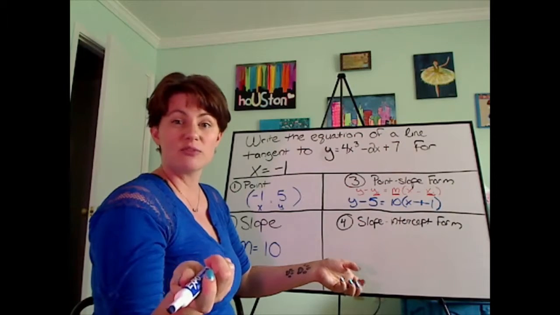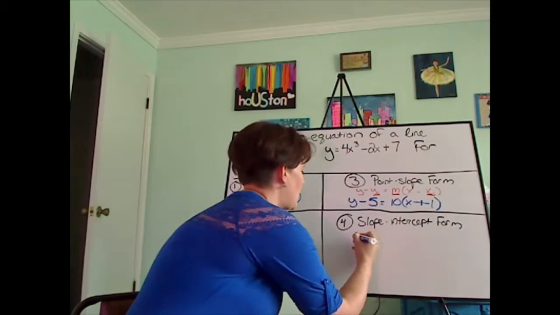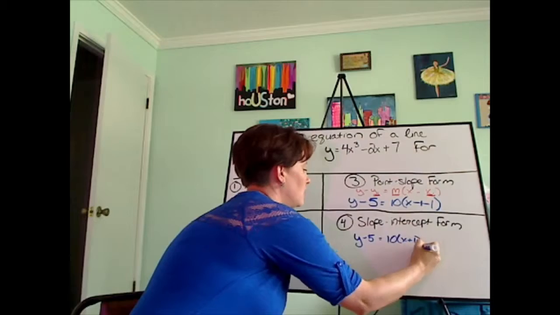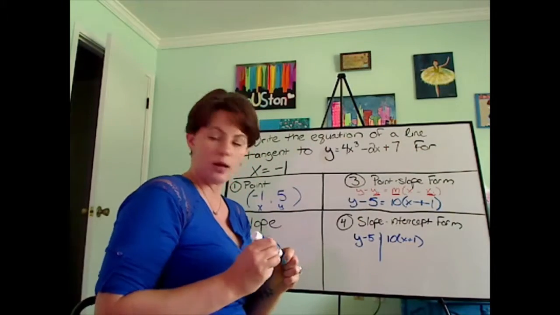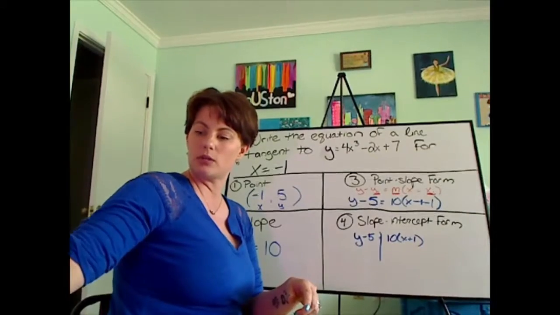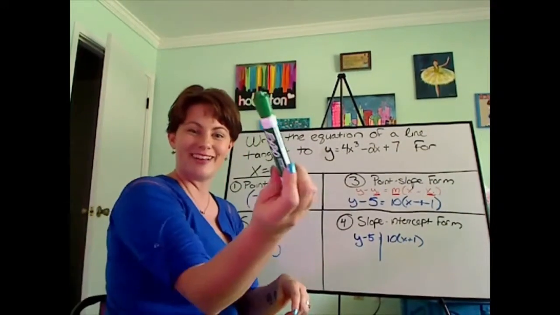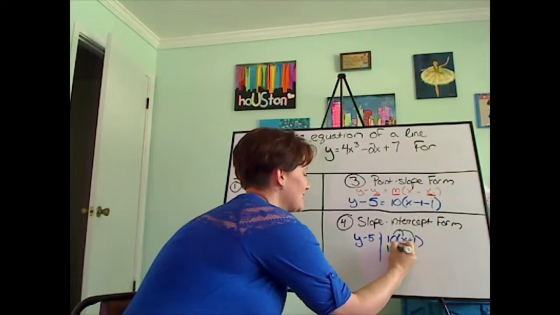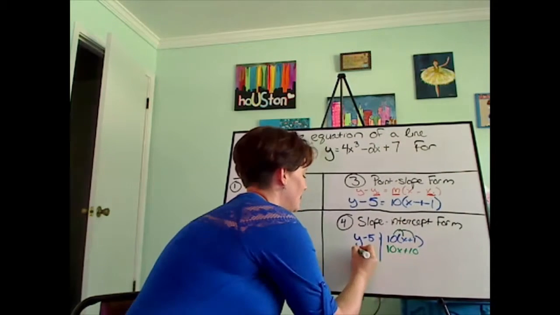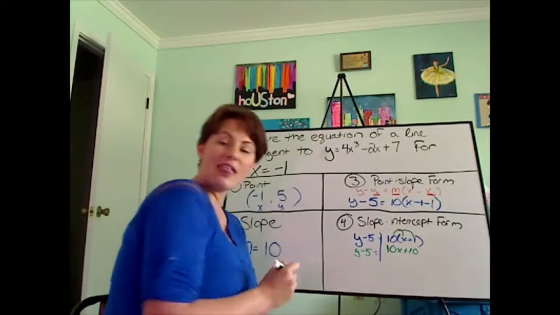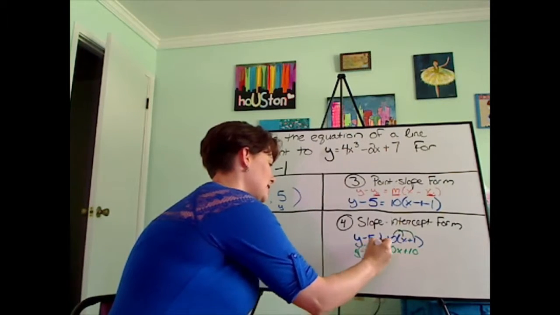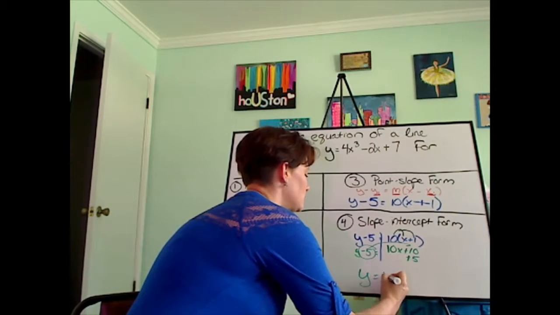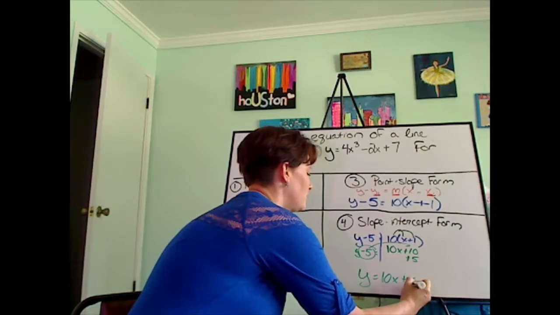What if they ask for slope intercept form? No problem. Just take your point slope form. You can just copy it right back down. And just solve that for the letter y. So get y by itself. So let's pick a really good color here. Green. So we will distribute the 10 in. So we got 10x plus 10. And then we will move the 5 over to the other side. So we're going to add it. So we get y equals 10x plus 15.